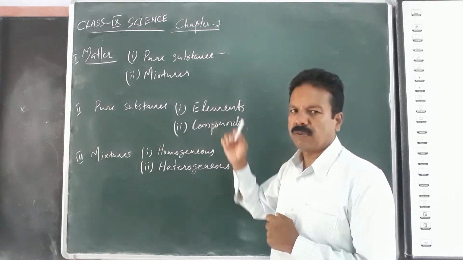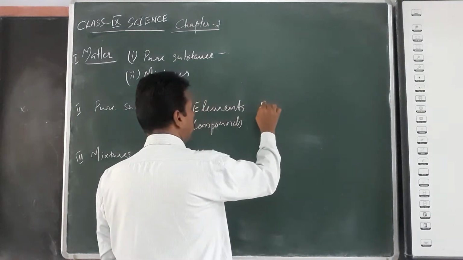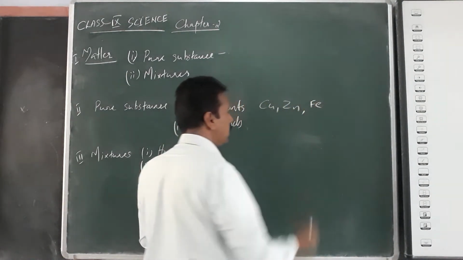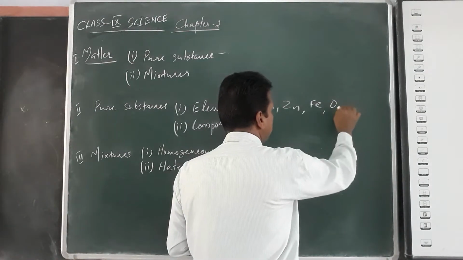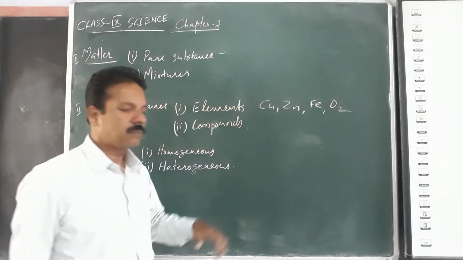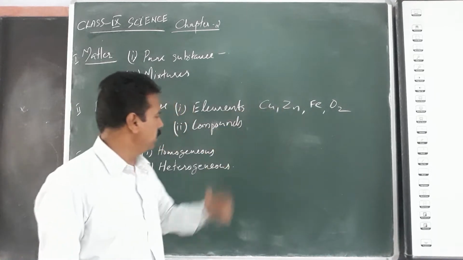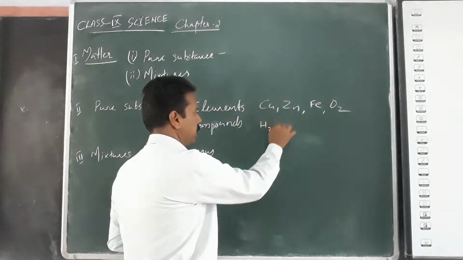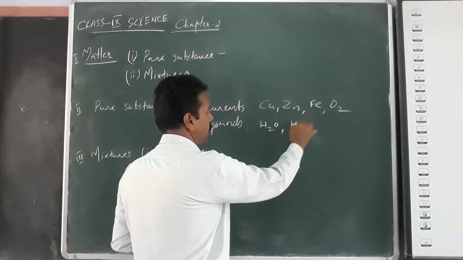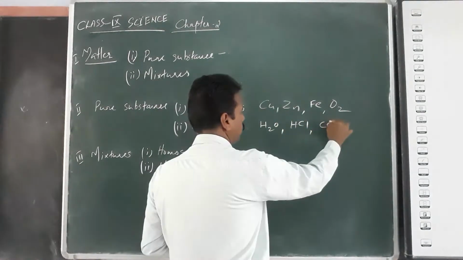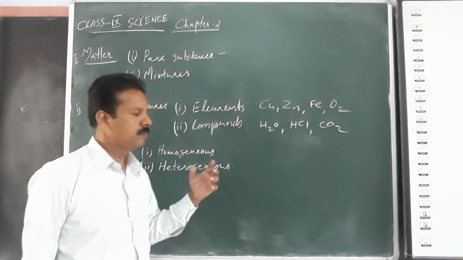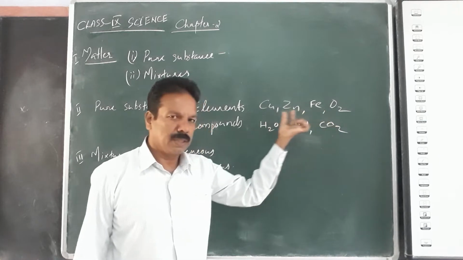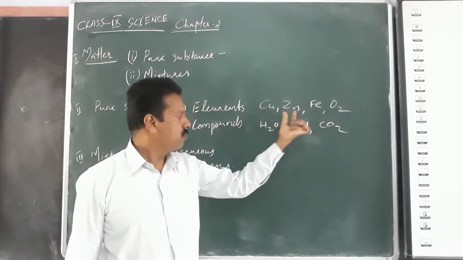For elements, examples are copper, zinc, iron, etc. Then oxygen, etc. are all examples of elements. And the compounds: water, HCl, CO2, etc. are all compounds. And the study about these elements is so important for the coming chapters.